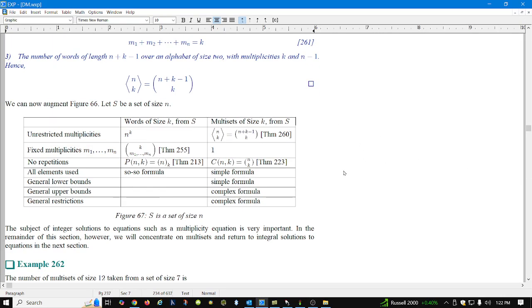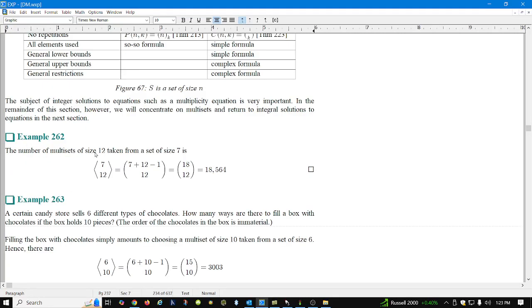The subject of integer solutions to equations, such as the multiplicity equation, is very important. But I'm going to postpone further discussion of that to the next section, because I want to concentrate now on the matter at hand, which is multisets. Okay. So the number of multisets of size 12, taken from a set of size 7, 7 multi-choose 12, is 7 plus 12 minus 1, choose 12, 18 choose 12, 18,564.